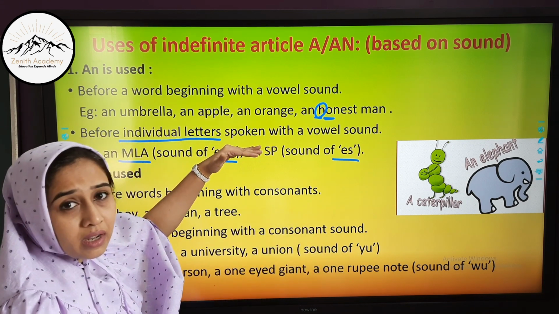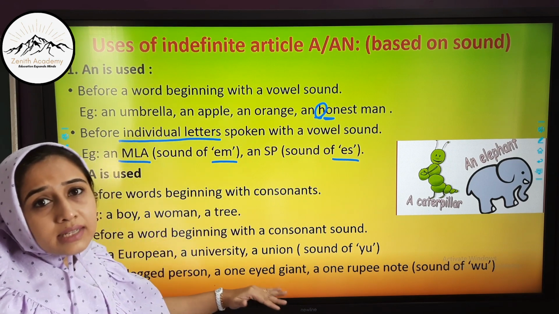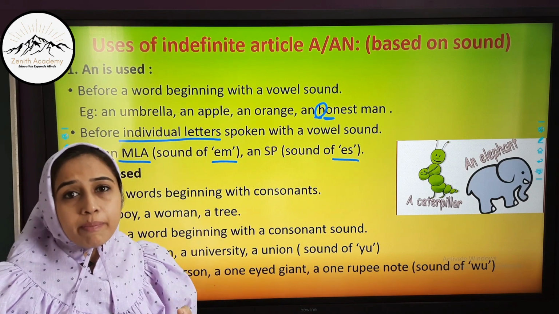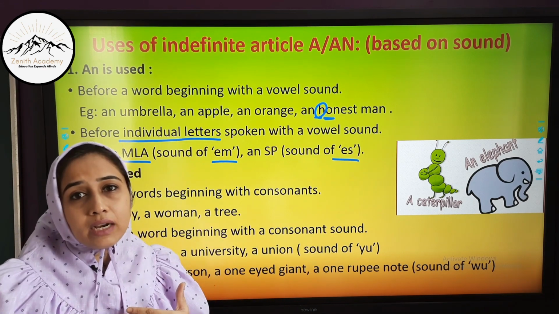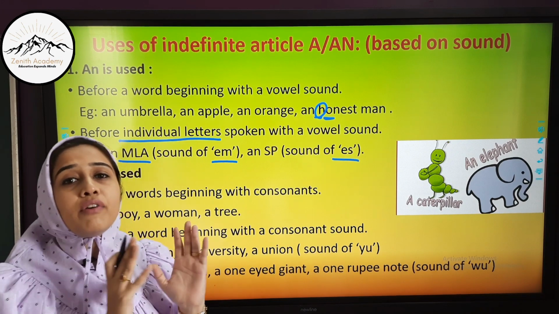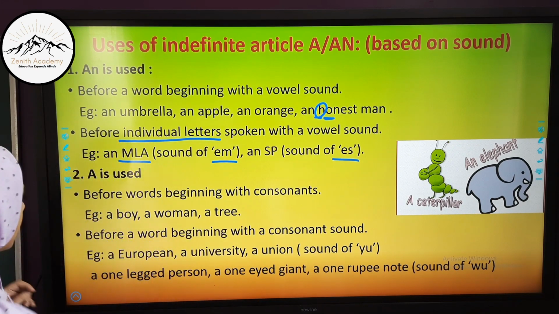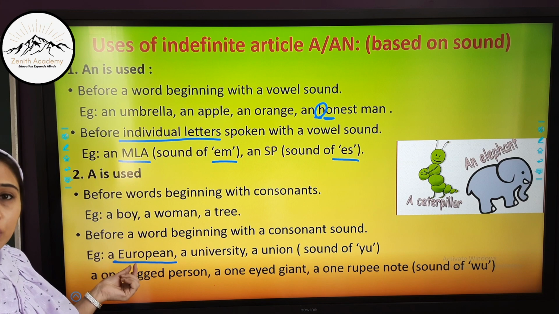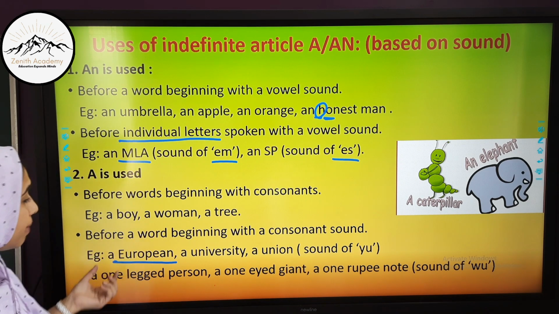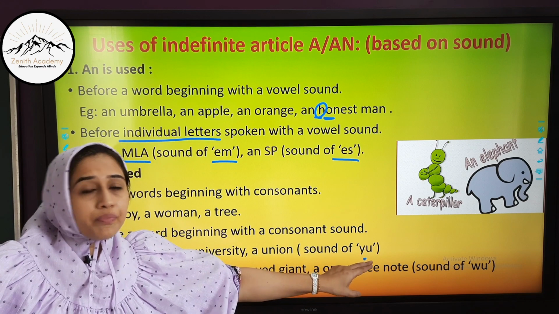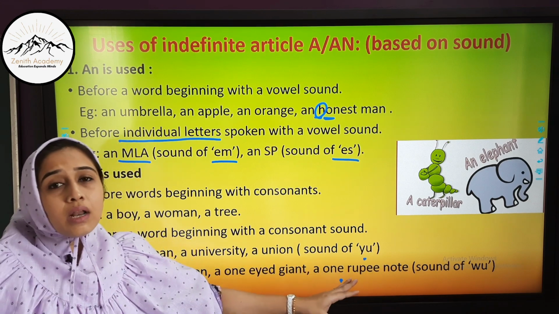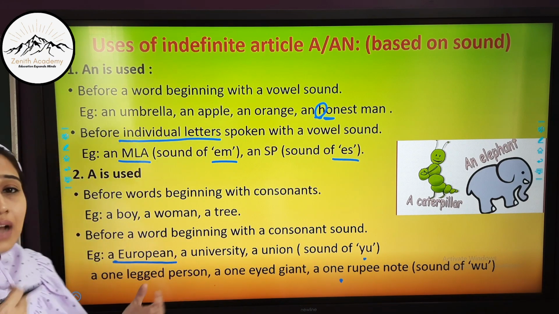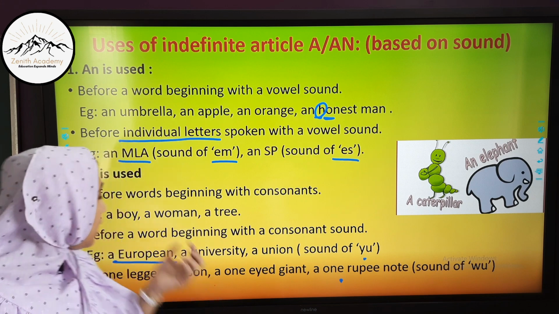Now what we saw over here was vowel sound; the opposite of that is taken over here, consonant sound. Although the word is starting with an alphabet that is a vowel, the phonetic sound which comes out is that of a consonant, not a vowel. For example, a European girl. It starts with E and U, both of them are vowels, but the sound is of Y. A European girl, a union, a university. So these are sounds of a consonant, and therefore a will be used.